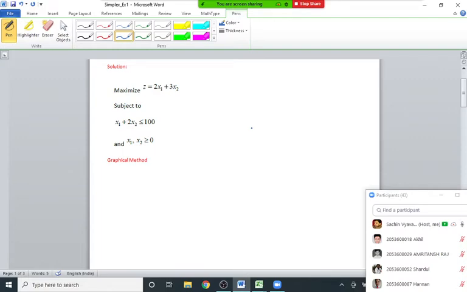We already saw the graphical method. Let me complete the solution quickly by the graphical method. The reason behind it is that the simplex method is related to the graphical method. The graphical method has a drawback that it only works up to two variables, but the simplex method can work for two variables or more than two variables also.